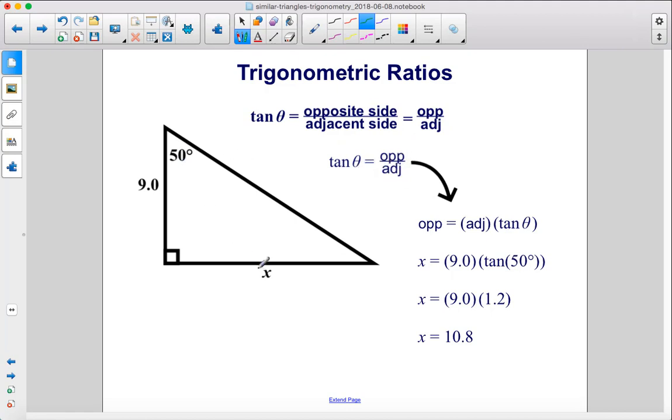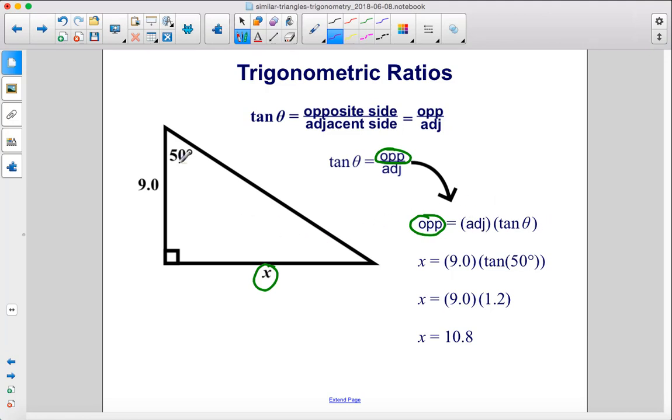And in this case, we are looking for the opposite side, that is x. So we'll solve this for opposite. Multiply both sides of the equation by adjacent. Adjacent cancels out on this side. It moves to the other side. We have opposite equals adjacent times tan theta.